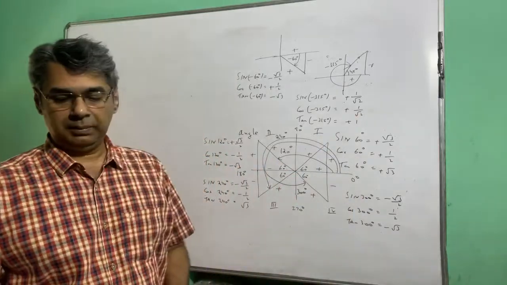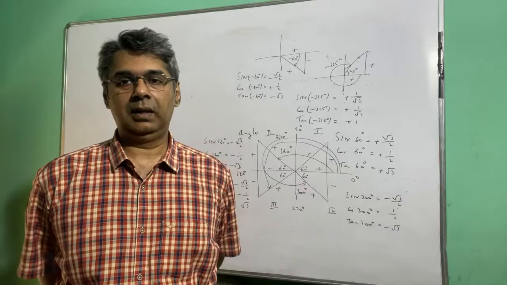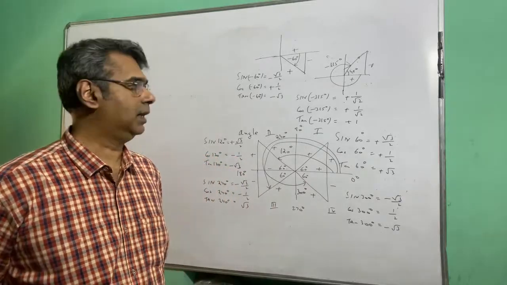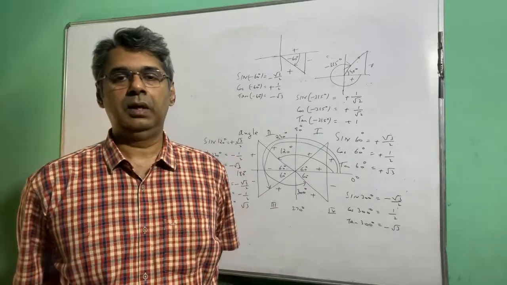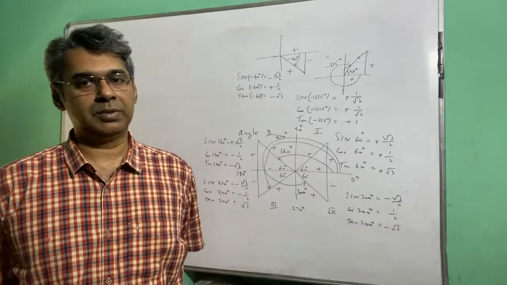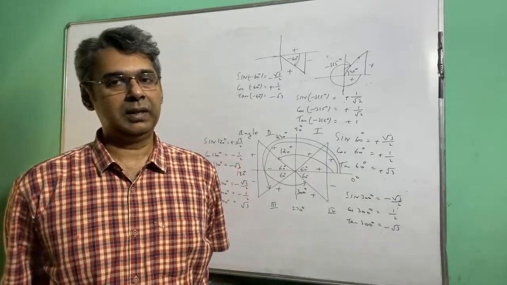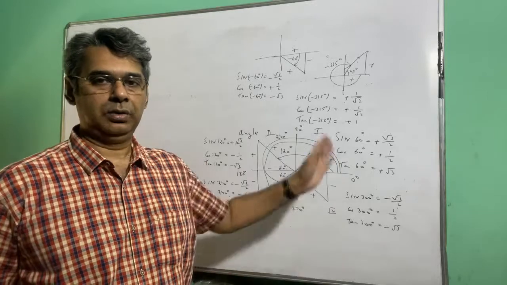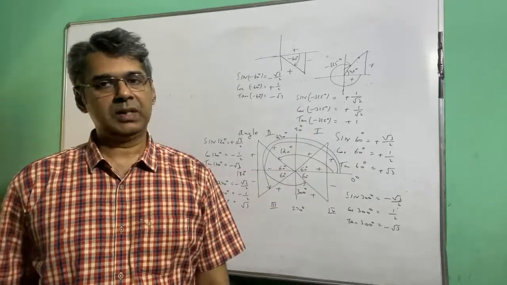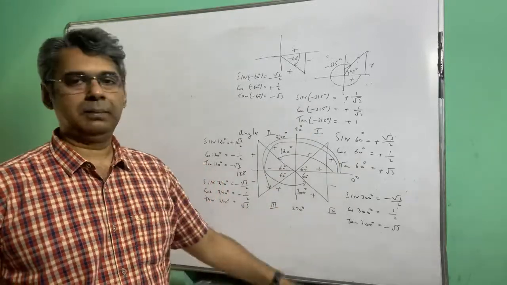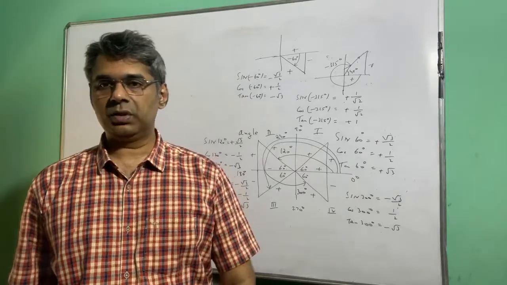So if the measurement is done clockwise, the angle will be negative. If the measurement is done anti-clockwise, the angle will be positive. You will have to relate the angle to some standard angle and you will have to identify the quadrant. After that, using this method, you can calculate the sine, cos or tan. So that completes our session for today. I am giving you some homework.